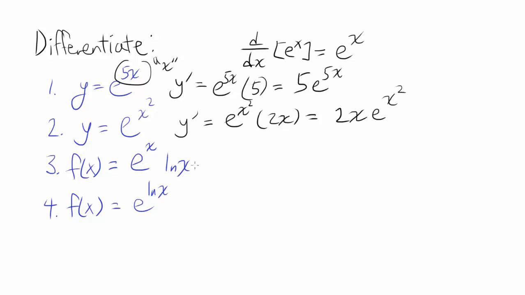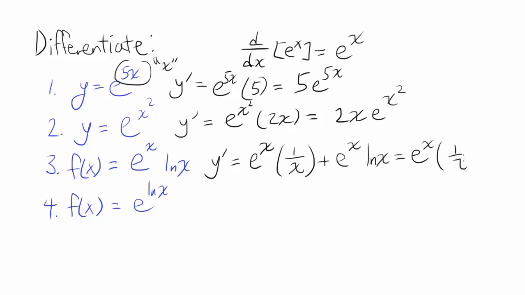Next one is e to the x natural log of x, and since you have two functions of x multiplied together, you're going to use the product rule. So it's going to be e to the x times the derivative of natural log of x, which is 1 over x, plus the derivative of e to the x, which is just e to the x, times natural log of x, and you can factor e to the x out if you want to. So that's number 3.